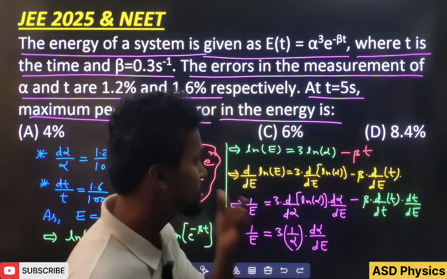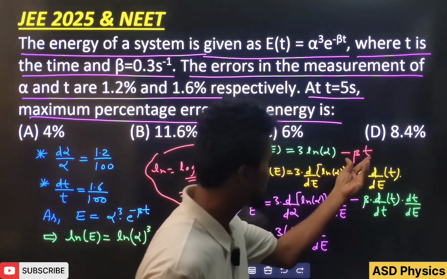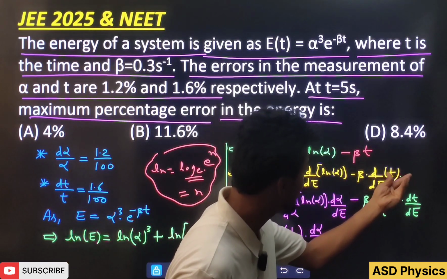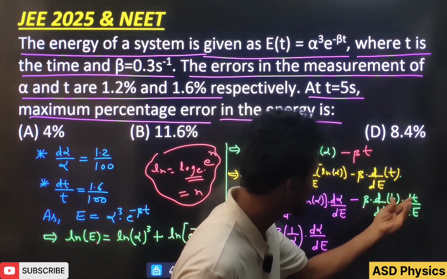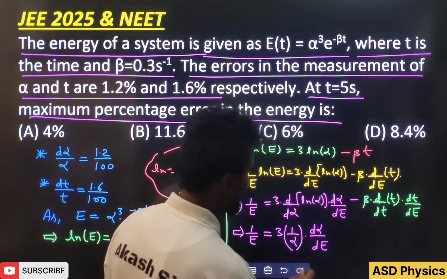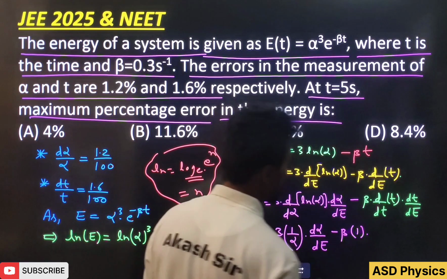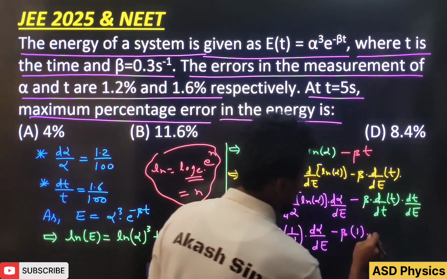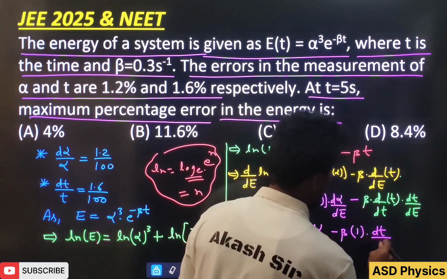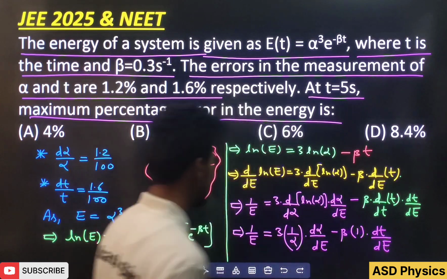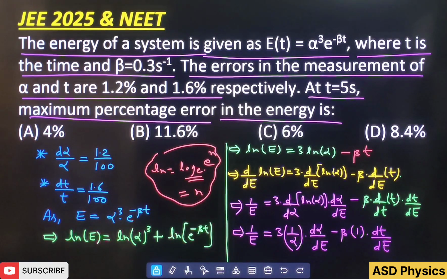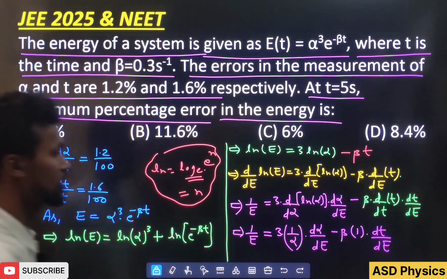What is coming here? 1 by alpha into dα by de. Is it? Now here we have to be very, very careful. Beta t was there. We have done d by de of t. Then we have done d by dt of t into dt by de. So what will this become here? It will become minus beta d by dt of t. How much is there? 1. Into dt by de. Now, can you see very well how we have done this? Okay, because next we have to take it to the next page.